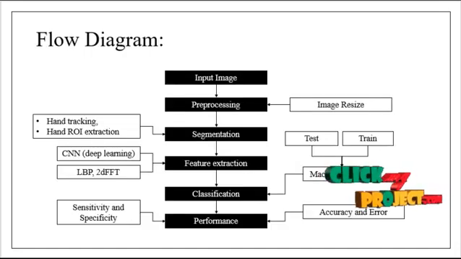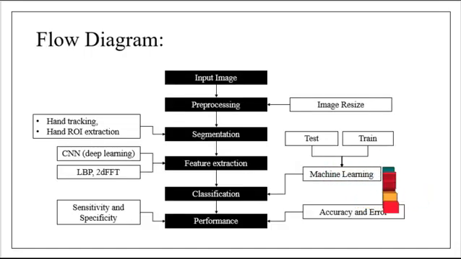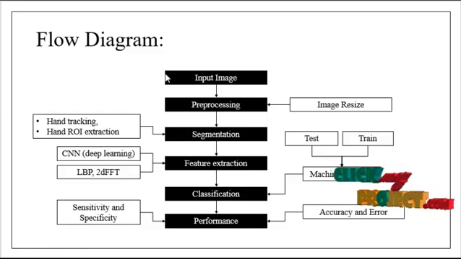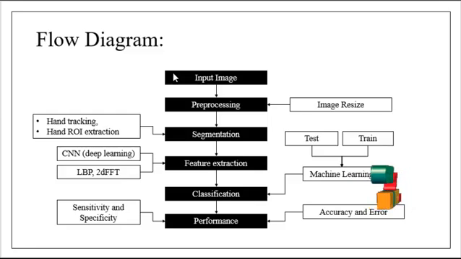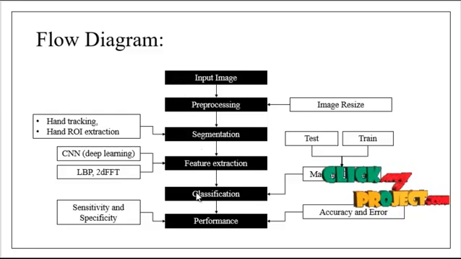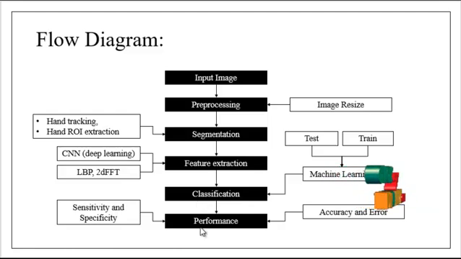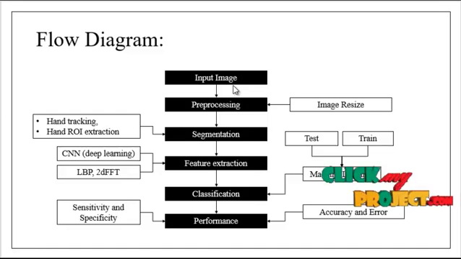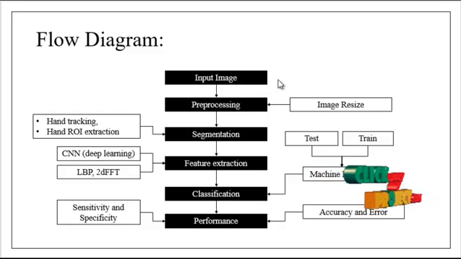Now we are going to discuss the flow diagram of the process. This is the overall working flow of this project. This project consists of modules such as the input image, pre-processing, segmentation, feature extraction, classification, and finally the performance estimation. At first, the input image is taken from the dataset. The dataset consists of lots of hand gestures. We have to take any one image from the dataset.